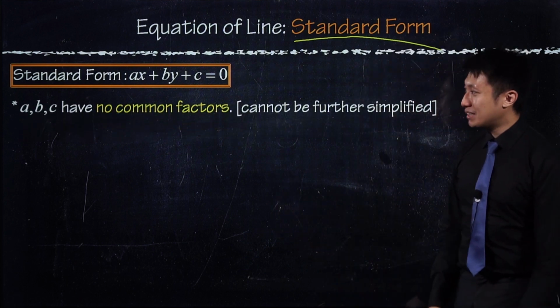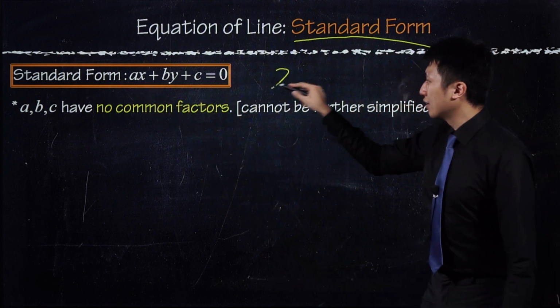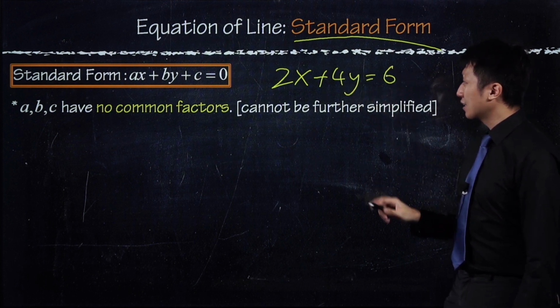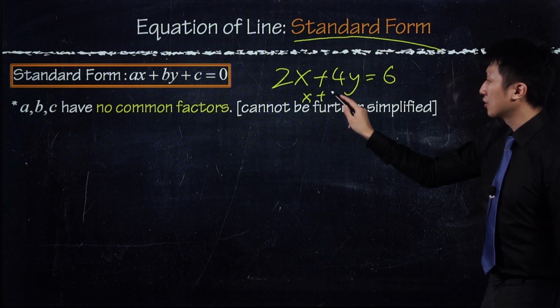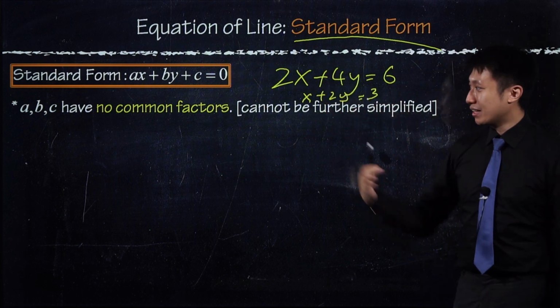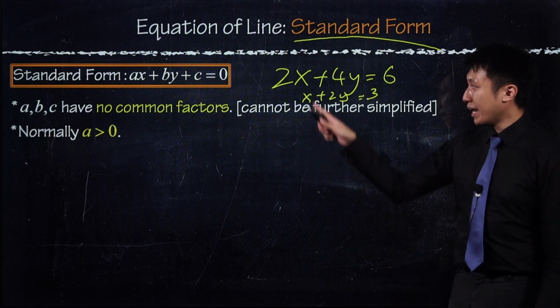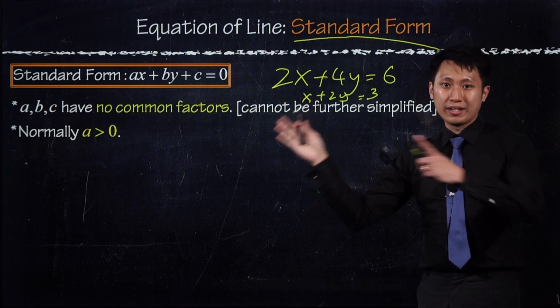Okay, a, b, c has no common factors, so meaning that it cannot be 2x plus 4y equals 6. It cannot have things like this one. So you have to change this one to x plus 2y equals 3, something like this. Normally you just write in this way. Normally the a has to be bigger than 0, so if there is a negative here, you move it to the other side.